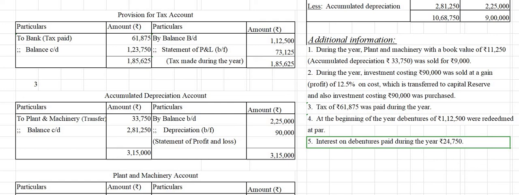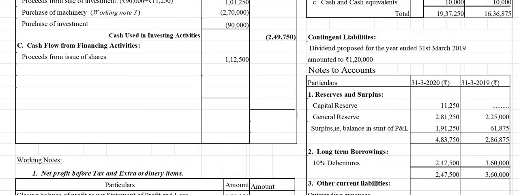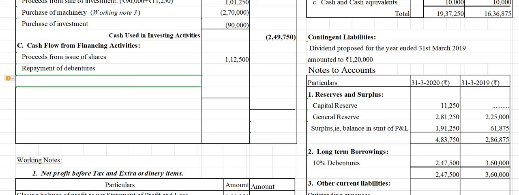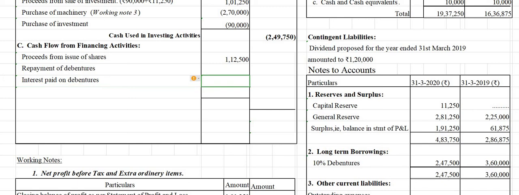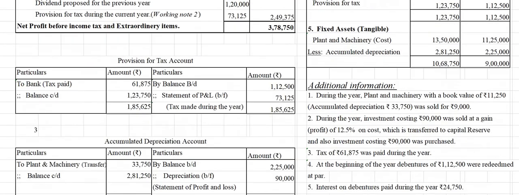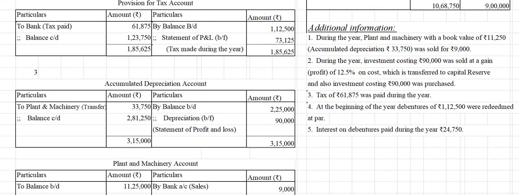Okay. So that we can write, 24,750 we will write. Sorry, this is not the item. Interest paid on debentures 24,750. Then repayment of debentures, that also is given in the adjustment.